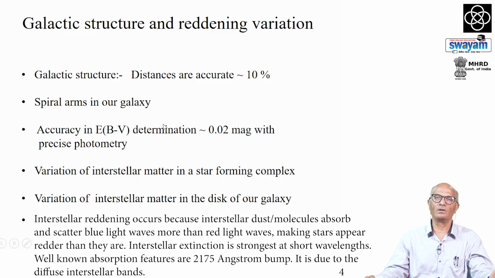And this way, if we are able to determine the color excess of many star cluster complexes in star forming regions, then that information can be used to study variation of interstellar matter in star forming complexes, as well as variation of interstellar matter in the disk of our galaxy, because most of these young star clusters, where we still have interstellar matter in the cluster region, are located along the disk of our galaxy.